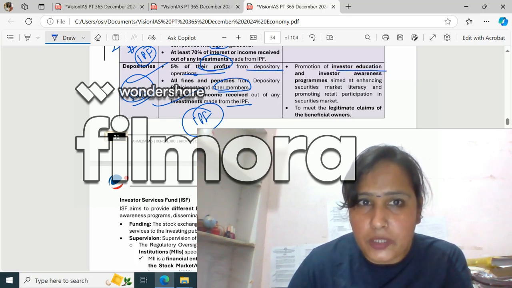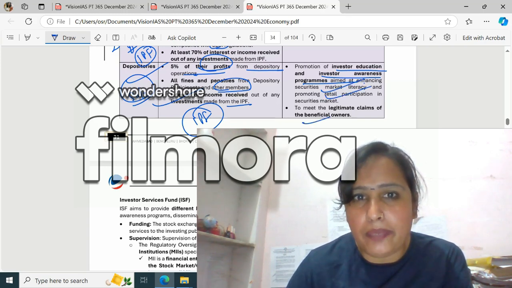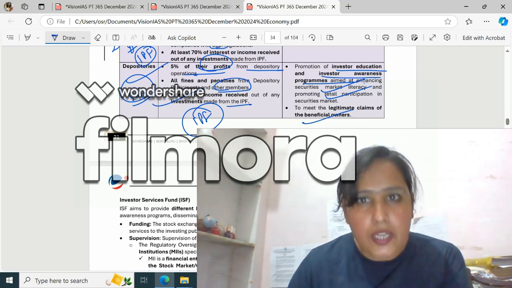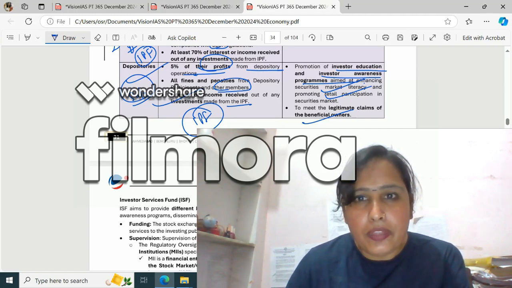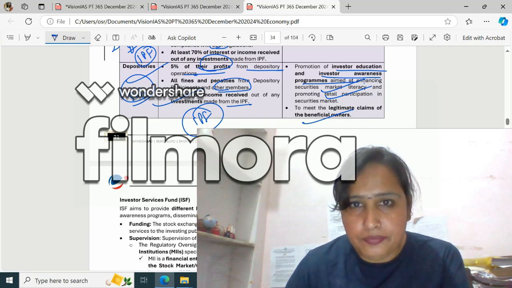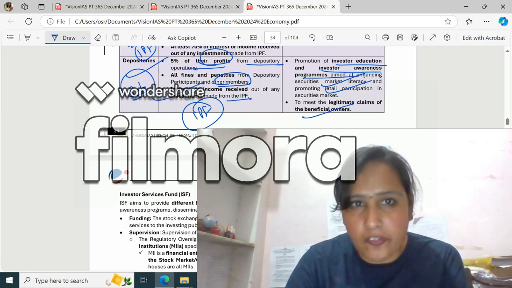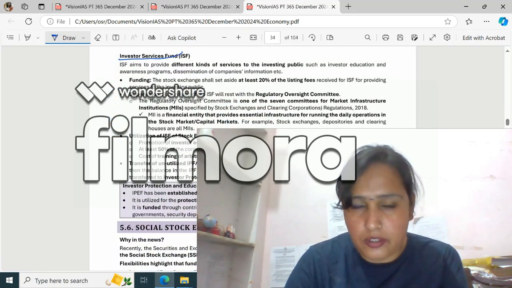Promotion of investor education, investor awareness programs, and market literacy, participation, and meeting the legitimate claims of the beneficial owner. So this is known as the investor protection fund. For the stock exchange, there is a 1% listing fee and 100% of the interest we draw from there. On the depository side, 5% of their profit from depository operations will go into the investor protection fund.